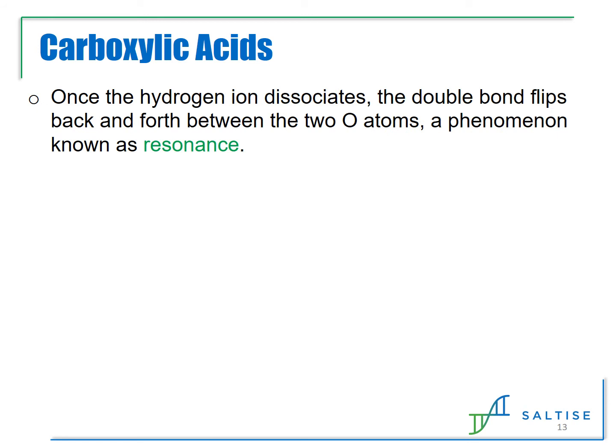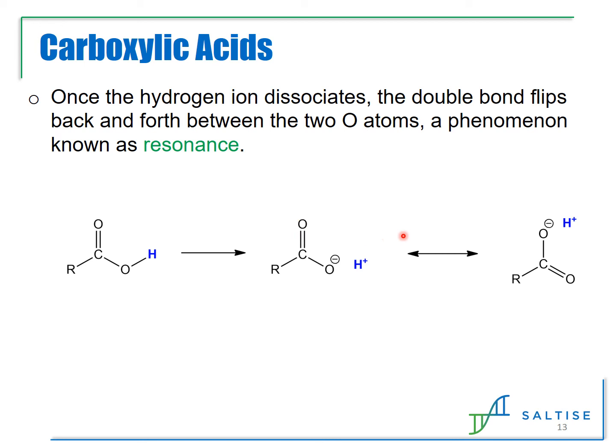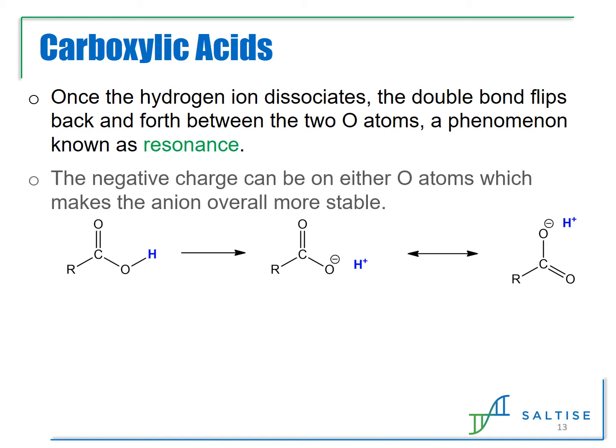In the carboxylic acid, once the hydrogen ion dissociates, the double bond to the carbon atom constantly flips back and forth between the two oxygen atoms in a phenomenon called resonance. The result is that the negative charge is shared over two oxygen atoms rather than being stuck on only one. The reasons for this go beyond the level of this module, but you can envision spreading out the negative charge over a larger surface of the molecule, which creates a more stable anion.